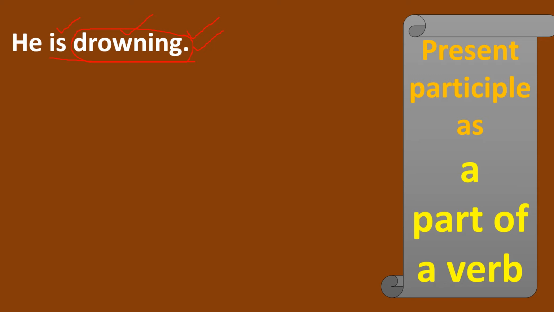Okay, let's see the next example. Where are you going? Here the verb form is are going. Are going is the verb. So the helping verb is are, the main verb is going. Here the going is present participle and it acts as verb in the sentence.